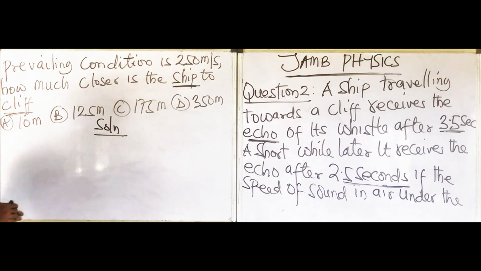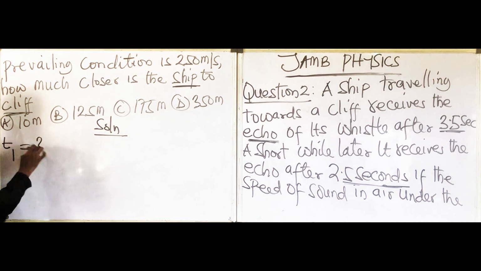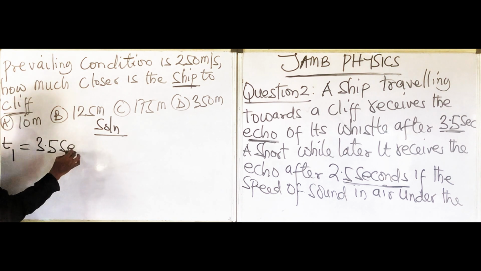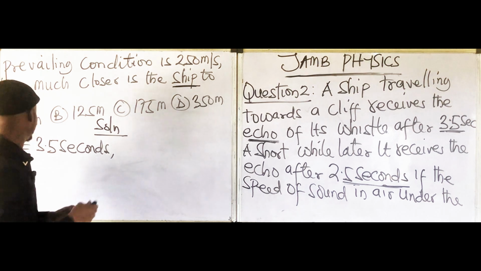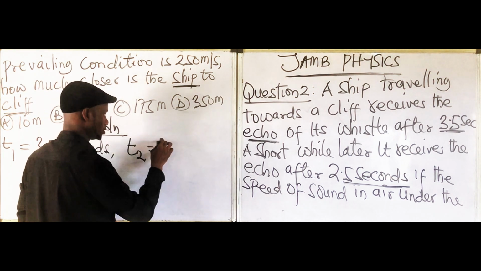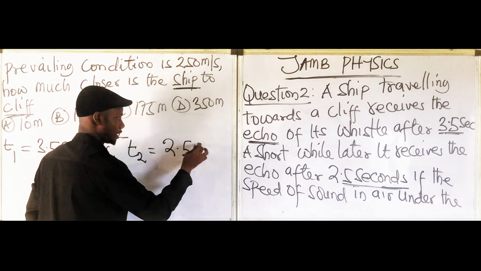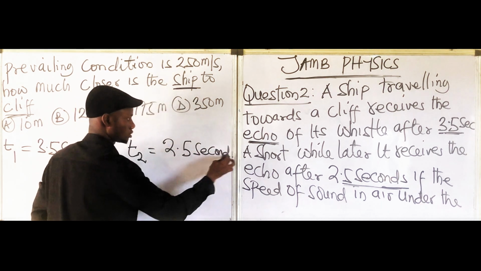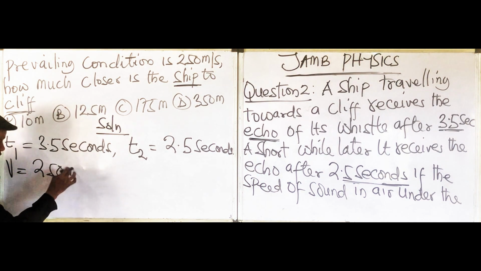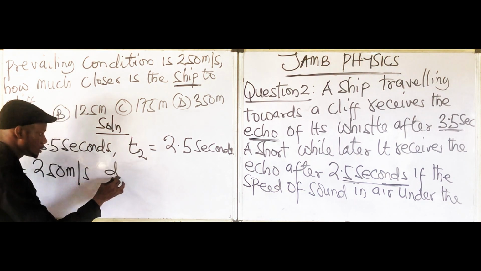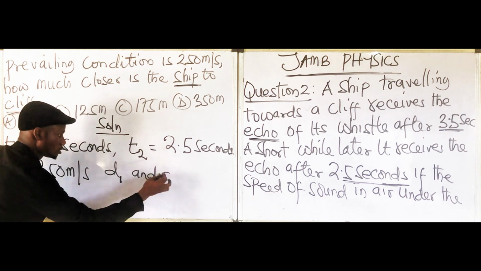Solving this question here, we have to list out the given parameters. Our T1 is given to us as 3.5 seconds. Please take note. Now let's go to the next one. Our T2 is given as 2.5 seconds. The common velocity between this T1 and T2 is said to be V, which is given to us as 250 meters per second. And we're asked to find T1 and T2.